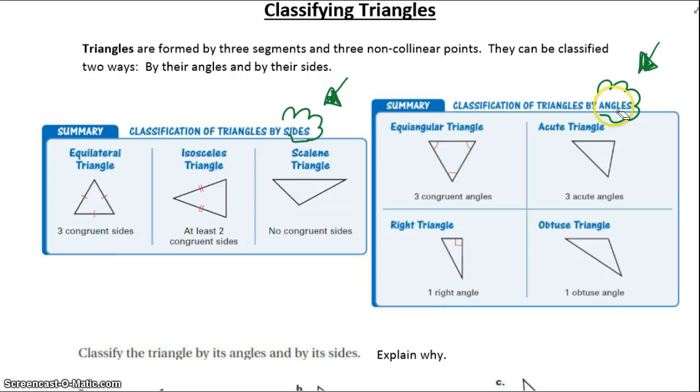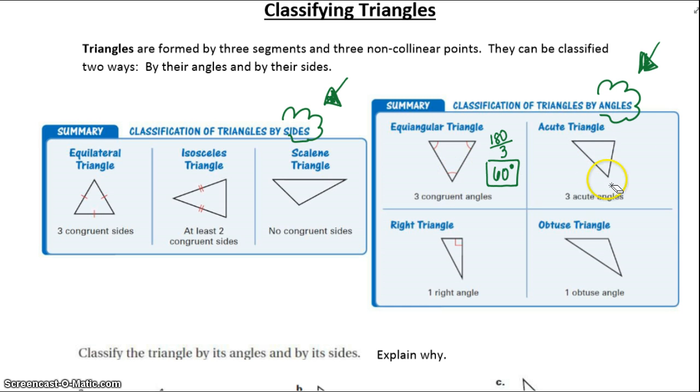Let's go over here and look at classification by angles. So for classification by angles, an equiangular triangle has all three angles congruent. Now I want to pause here for a second. There are 180 degrees in a triangle, right? So if you have 180 degrees in a triangle, and you divide it up amongst the three angles, then each angle would be 60 degrees, okay? So in an equiangular triangle, every single angle is 60 degrees.